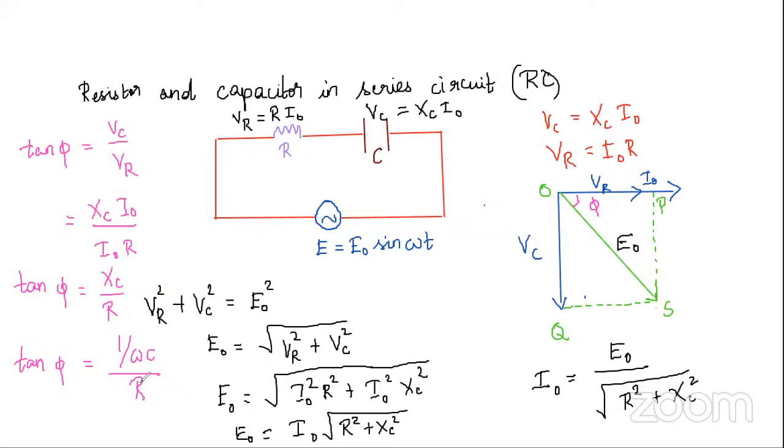And now, if you want phi from this equation, what you can do? You can actually take tan inverse. Okay, so phi equal to tan inverse of 1 by omega C into R. This is the equation for phi. So these are the concepts related to this RC circuit.